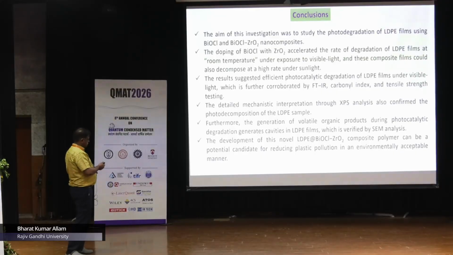So this is the conclusion of my work. We have successfully prepared a bismuth oxychloride zirconium oxide nanocomposite and utilized it for the degradation of LDPE sample. We are still studying the efficiency of this process for the degradation of microplastics. So that's all. Thank you very much.